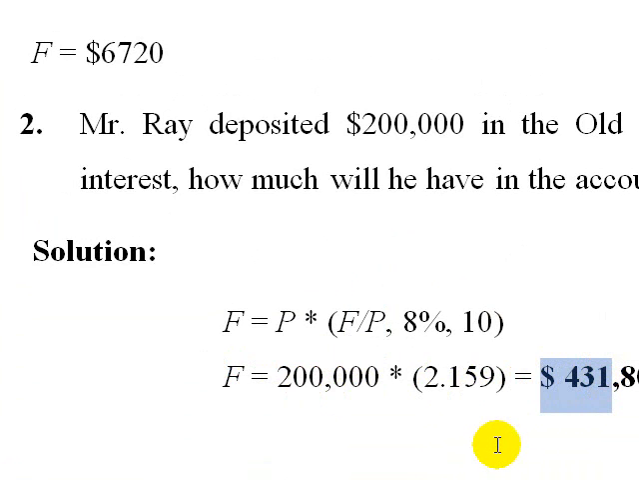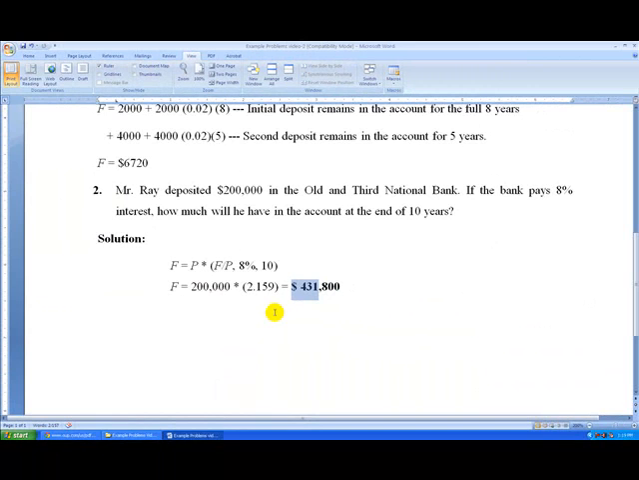Based on these two problems, I guess you now understand the difference between simple interest and compound interest, and you understand the compound interest tables at the back of your book, and you can find different factors from those tables. Okay, so that's it for this lecture.